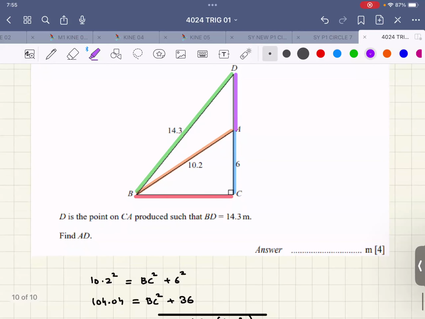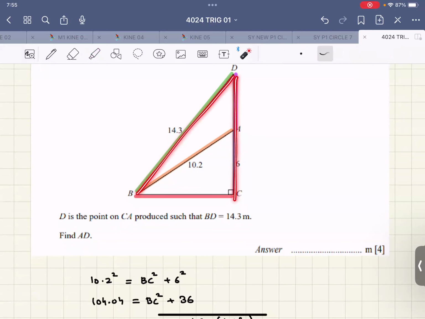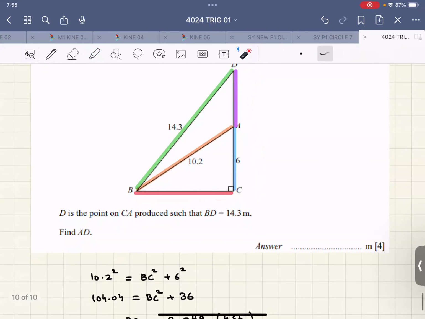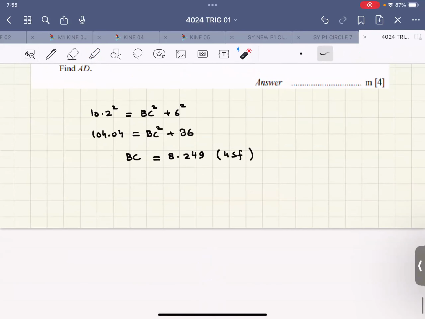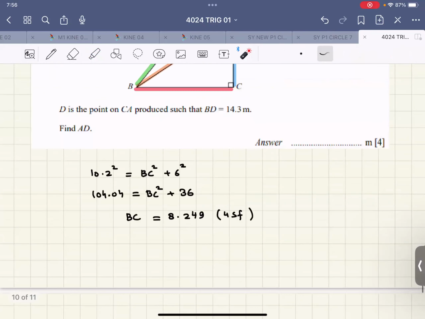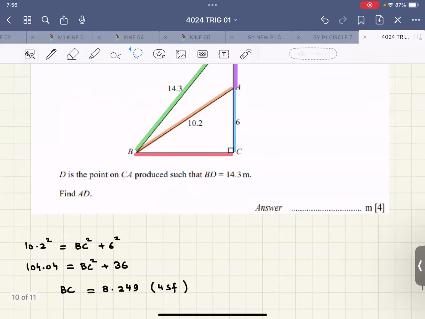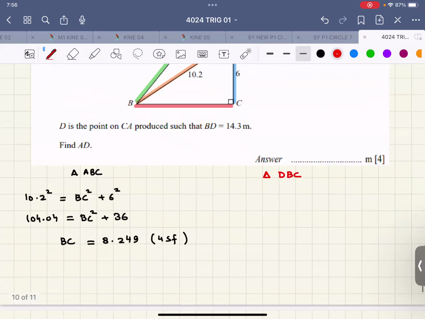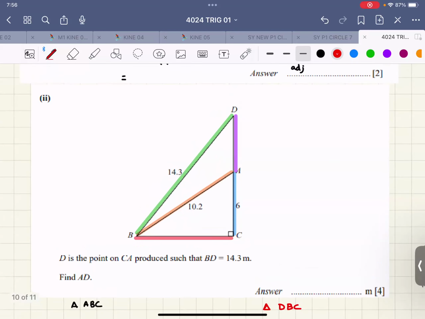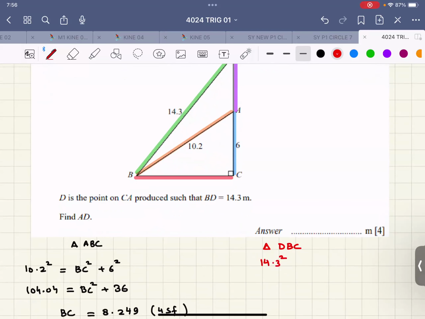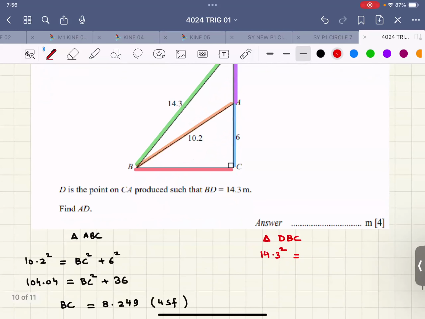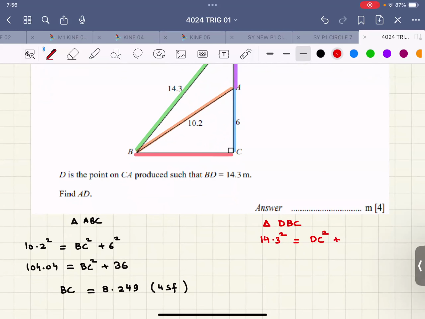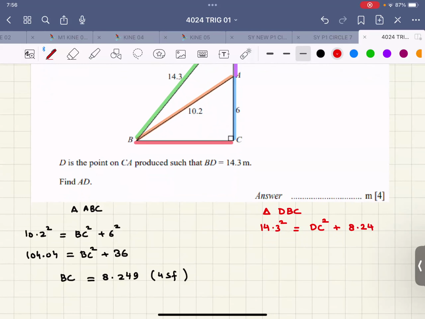So if I use the big triangle, I'll again use Pythagoras. I'll find this whole thing. So now 14.3, let me write it at the corner. Let me just shift it over here. This is the small triangle, which is ABC. So this is with respect to the triangle ABC. Now we are working with respect to the big triangle, that is DBC. And over here, I can write 14.3 square equals DC square, the whole thing square first, plus BC square, that is 8.249 square.